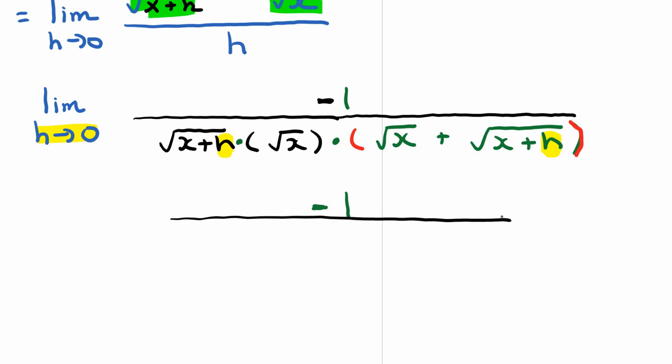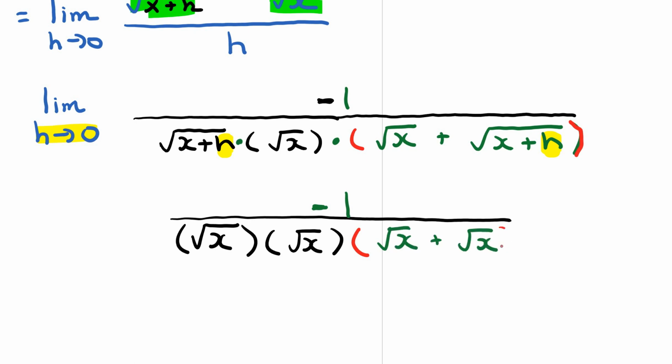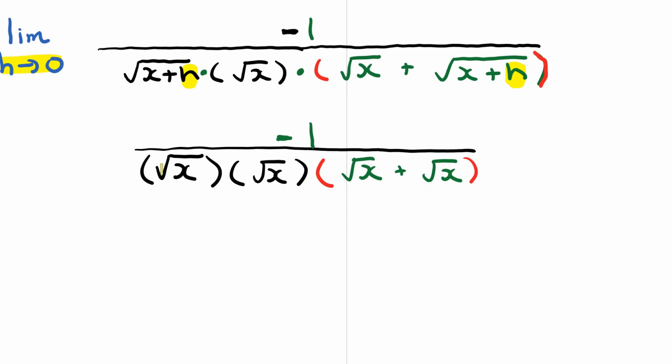And on the denominator here, I have just root x times root x. And then I have my red brackets here. I have root x plus root x. Okay, and I guess if I multiply this and this, I get negative 1 all over. Root x times root x is just x. And then inside the brackets there, all we're really doing is we're just adding the coefficients, right? So 1 plus 1 is going to be 2, so 2 root x.